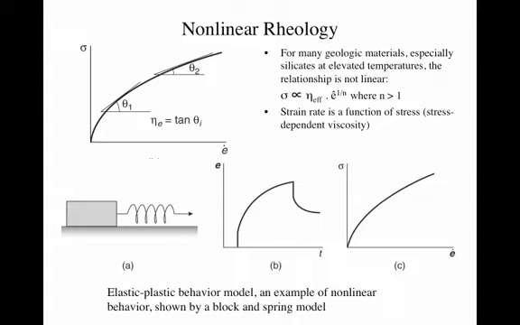The elastic plastic behavior model is an example of a nonlinear behavior and is shown by a block and spring model. You can imagine pulling a block along with a spring. The strain accumulates, the block moves, and then it's in a relaxed state again.